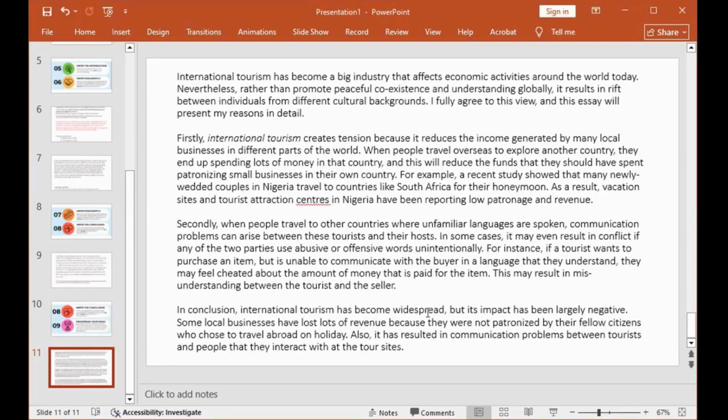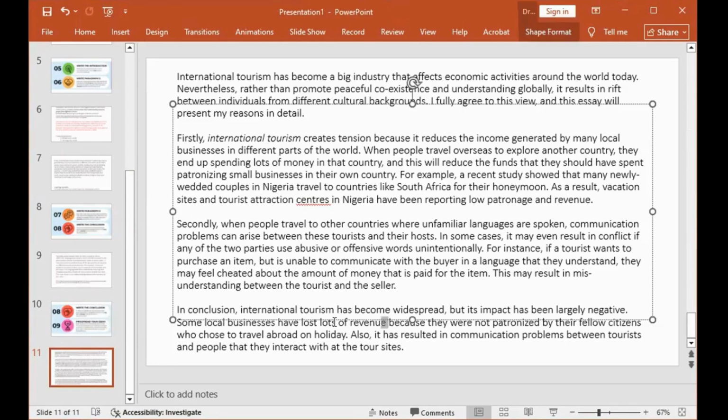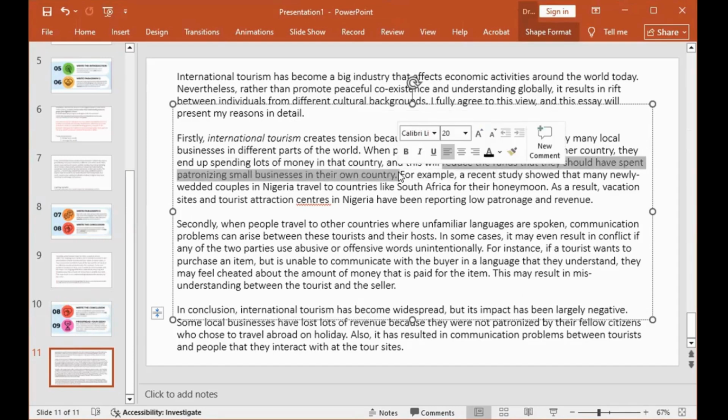Look at the conclusion here. Lost lots of revenue, reduction in revenue. That's what we wrote in paragraph 2. If you look at paragraph 2, they end up spending lots of money in that country that they are going to. And this will reduce funds that they should have spent patronizing small businesses in their own country. So you see, it's the same thing, but I changed some words. I paraphrased. It's still the same thing I wrote. Do you get the point now?